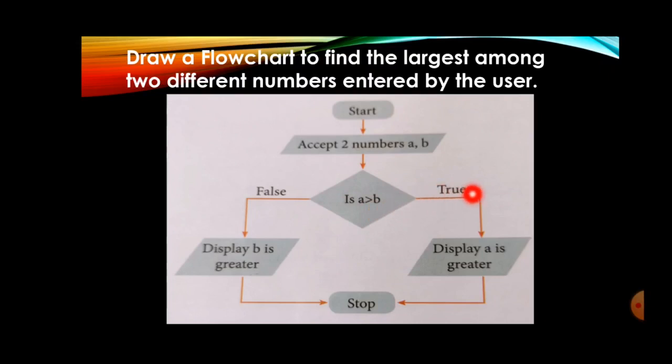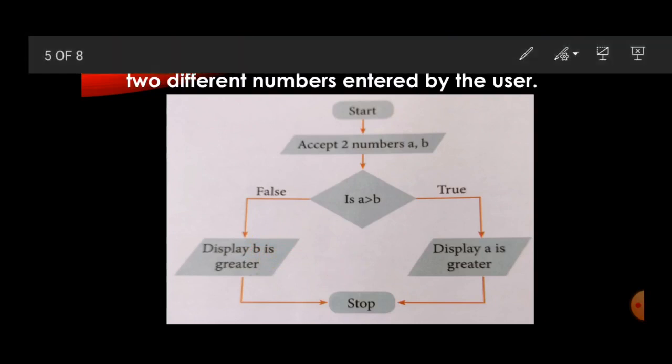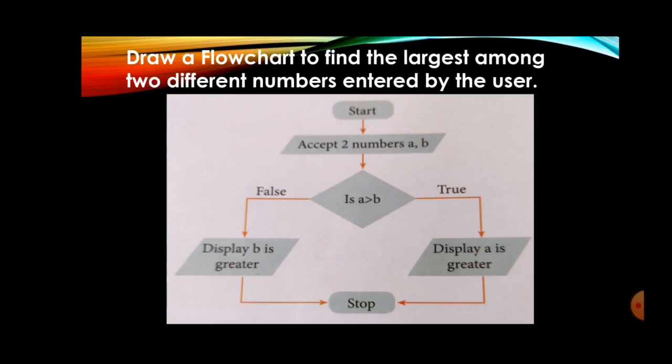You can see two paths are there, false and true. If the condition is true, it will move to the true side. If the condition is false, it will move to the other side. If A is greater than B, this condition is true, then it will print or display A is greater. But if A is not greater, then which number will be greater? B. So it will move to the false side and display B is greater, and at last the flowchart will stop. So this whole program is just to make you understand how to make use of the decision box. I hope you understood properly.